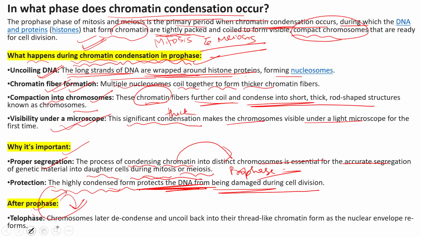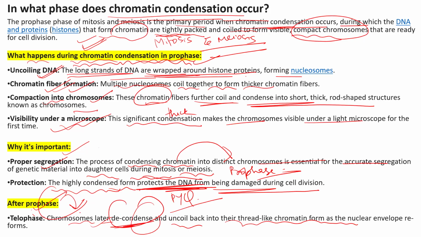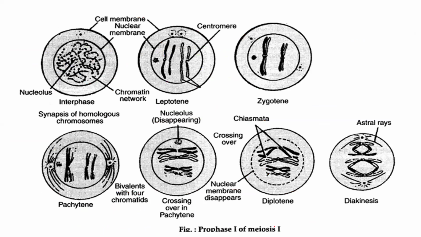After prophase, what happens? In telophase, the chromosome later decondenses and uncoils back to the thread-like chromatin form as the nuclear envelope reforms. It is a PYQ. Chromatin condenses in the prophase stage of mitosis and meiosis, and it decondenses in the telophase stage and uncoils back into thread-like chromatin as the nuclear envelope reforms. So these are about the interphase stage, which I will explain in the next video.